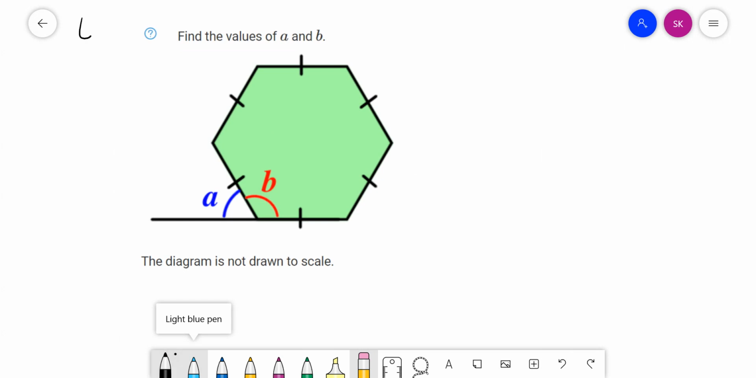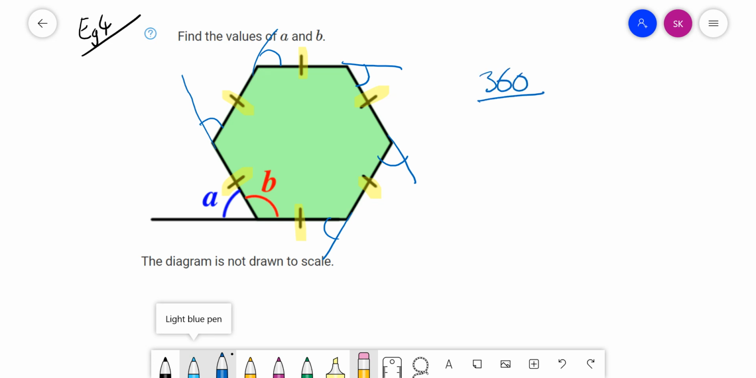So, this is example number 5. I want you again to pause it and have a go. Okay, so A is an exterior angle. I can see there are 6 exterior angles on this shape, and I'm told that the shape is regular because of all these lines here, which show each of the sides are the same. I have 6 exterior angles, and I know that exterior angles add up to 360. So I'm doing 360 divided by 6 to find one exterior angle. So A is 60 degrees.